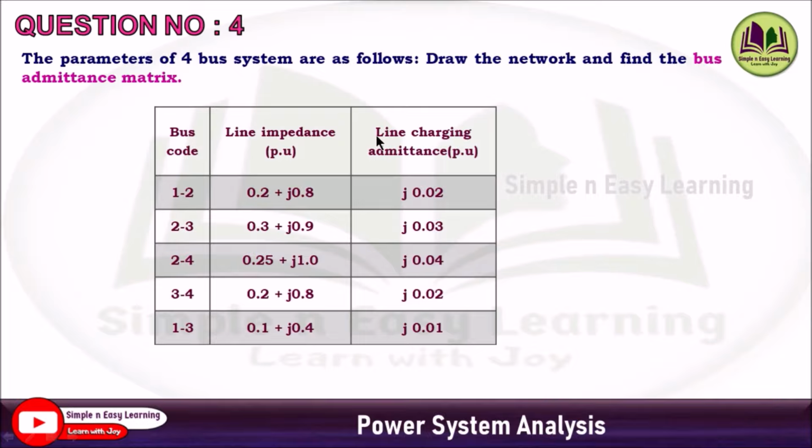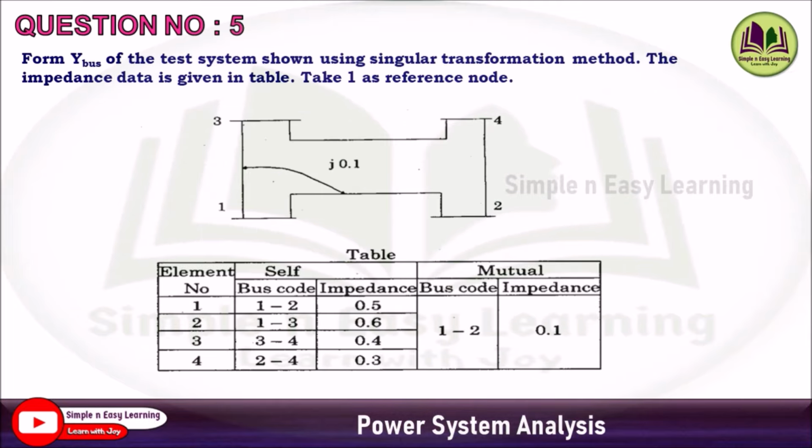In this problem line charging admittance is specified. Instead of the line charging admittance, in some cases they will mention half line charging admittance. That type of problem is very important. I'll share the link in the description. Go through these problems. Fifth priority, Ybus using the singular transformation method.